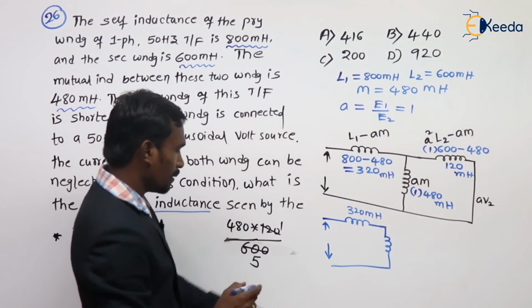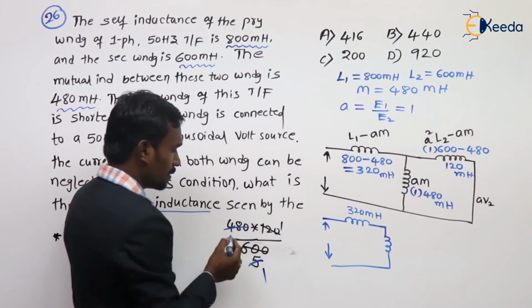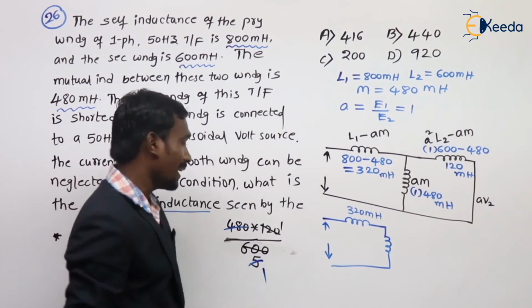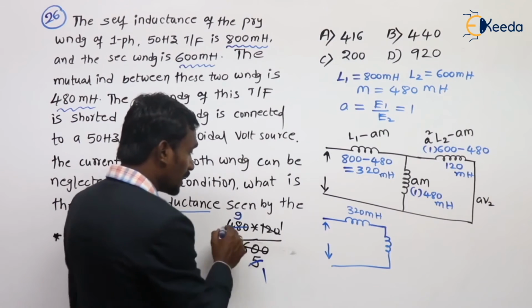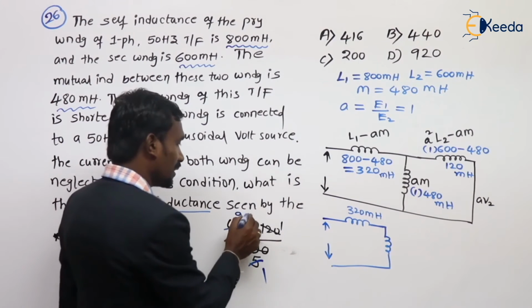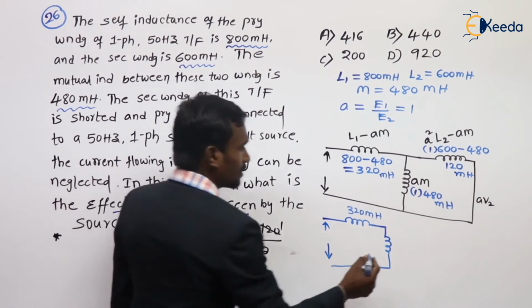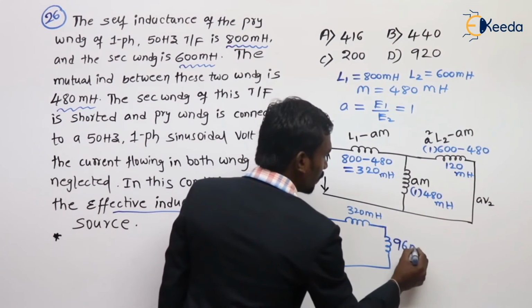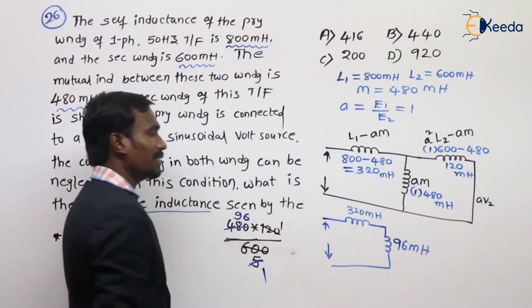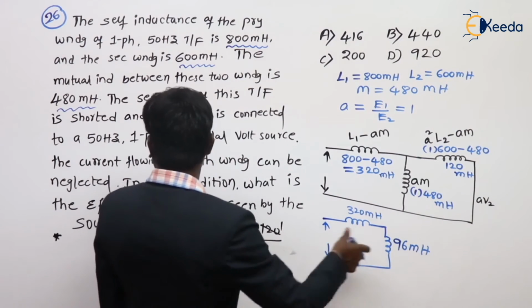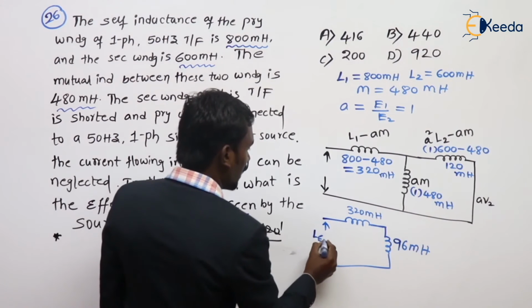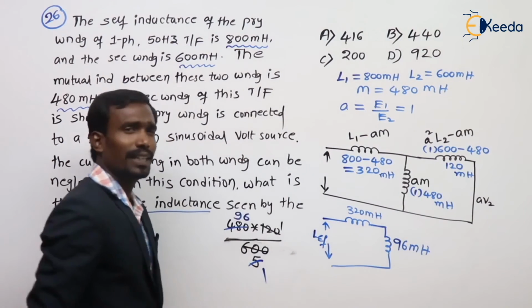480 by 5, nothing but 5 ones, 5 eights, 5 nines, 5 nines, 45, 45, 36. So here the answer is 96 millihenries. Then what is the effective inductance? The L effective, the effective inductance.